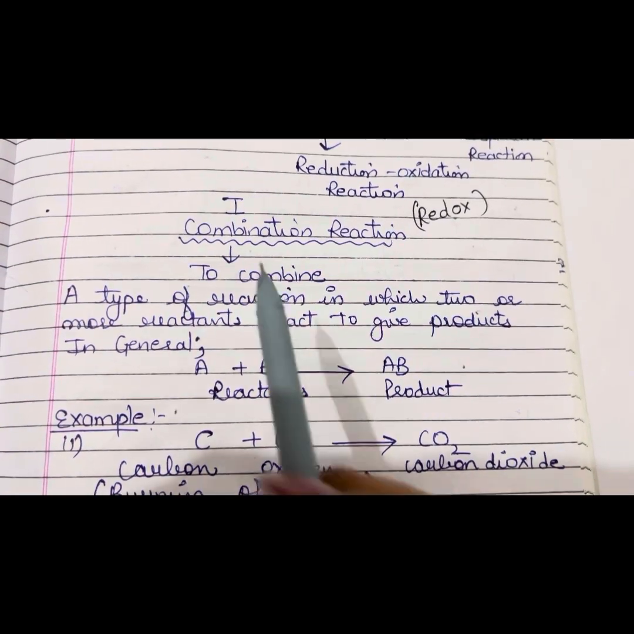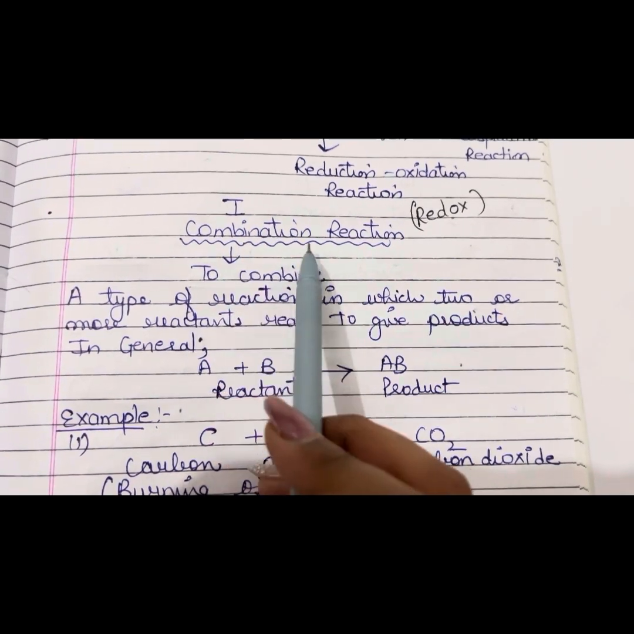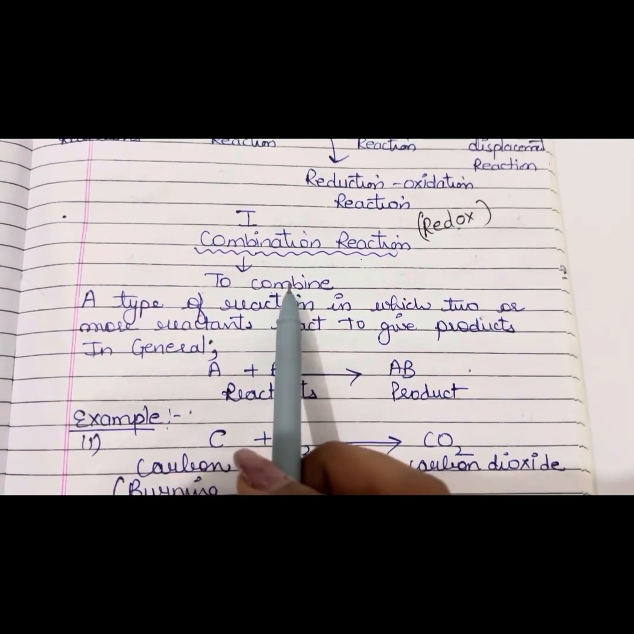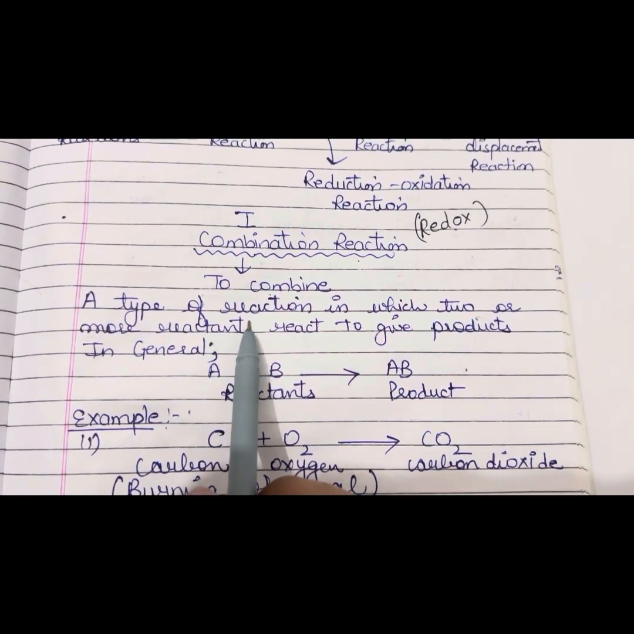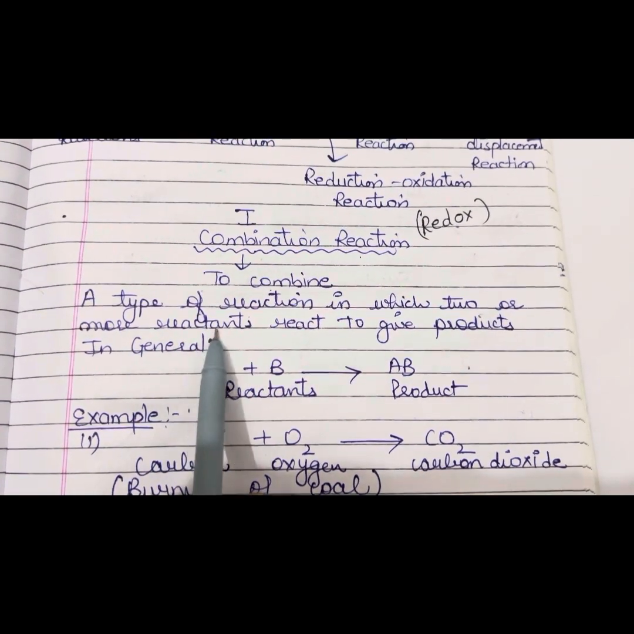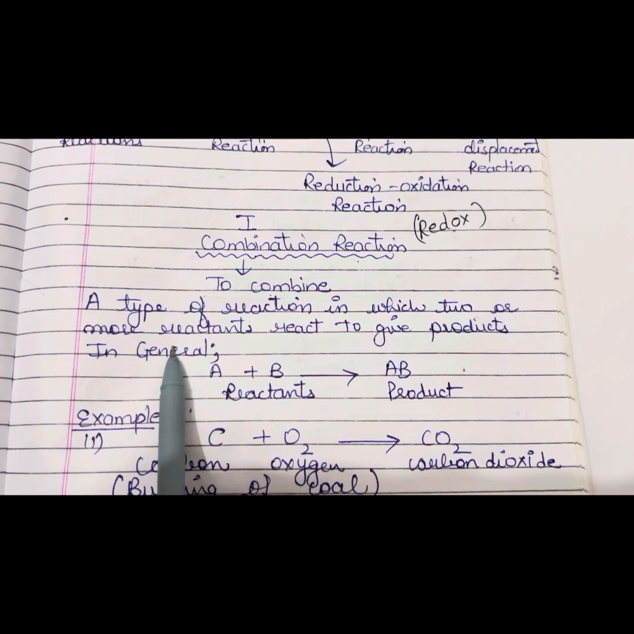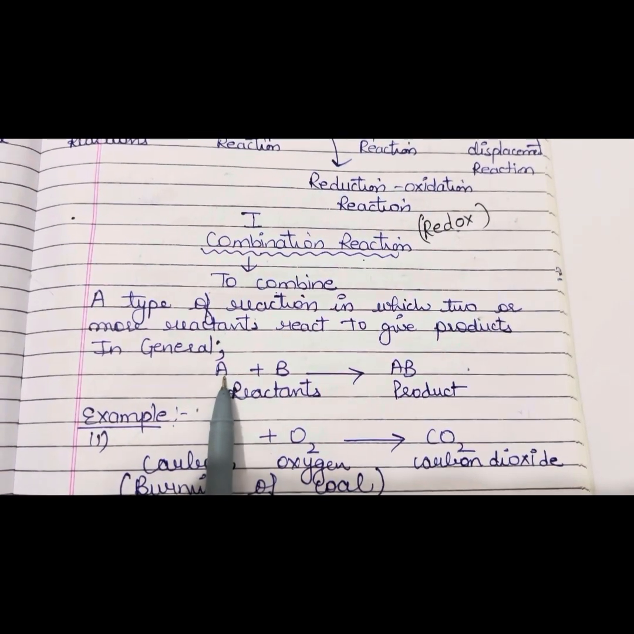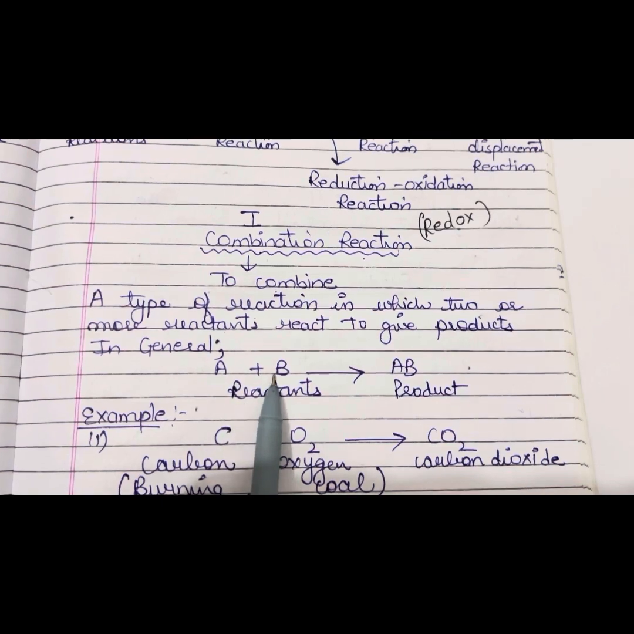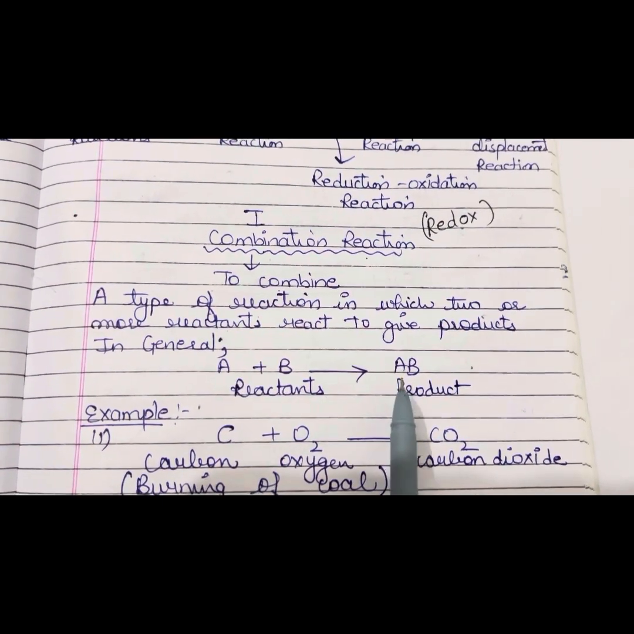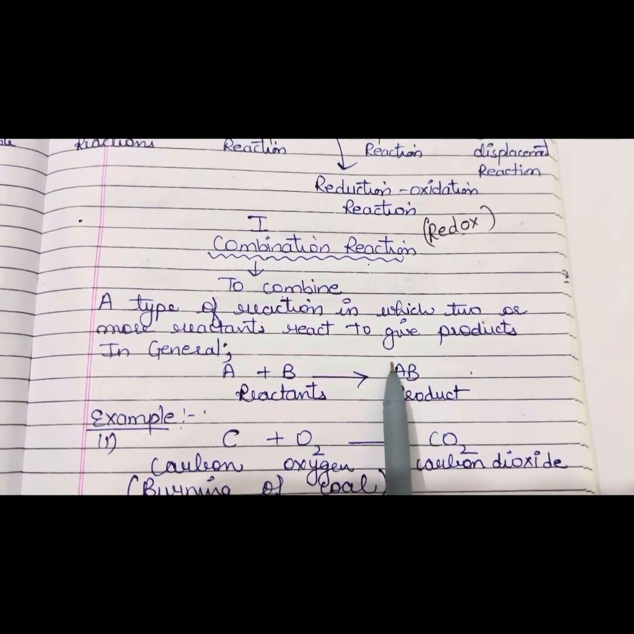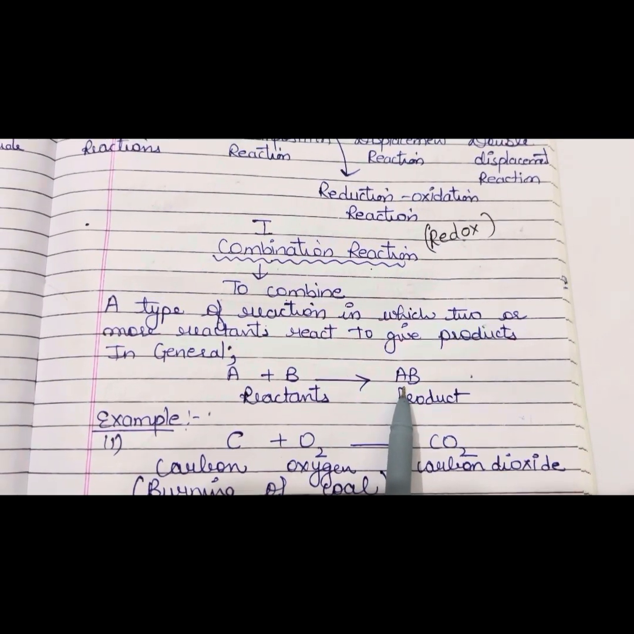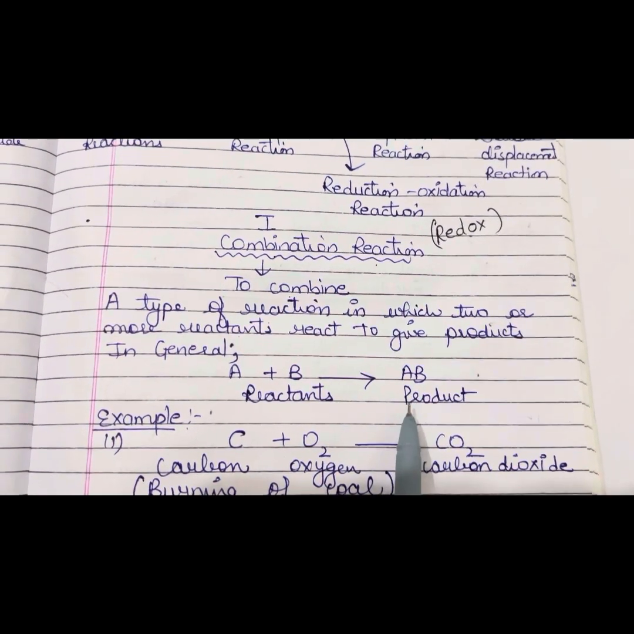Firstly, we will discuss the first type of reaction, that is combination reaction, where the term combination means to combine. That means a type of reaction in which two or more reactants react to give products. In general, let us suppose we have two reactants A and B. When these two reactants combine, they will give product AB. That means both reactants were combined. So this type of reaction is known as combination reaction.